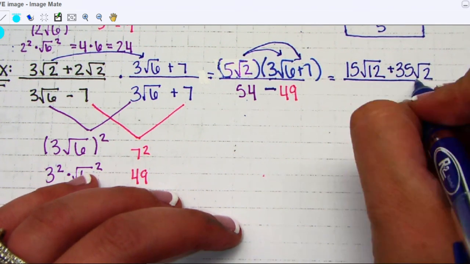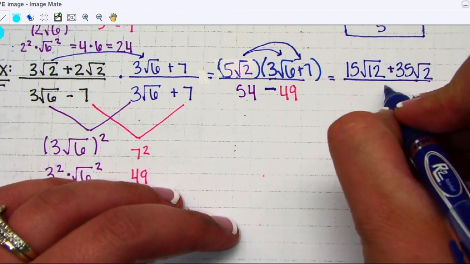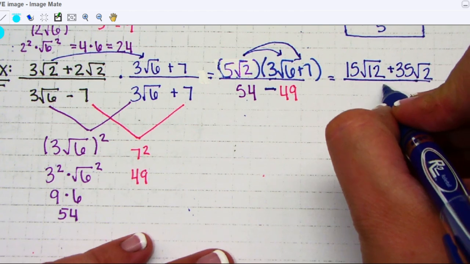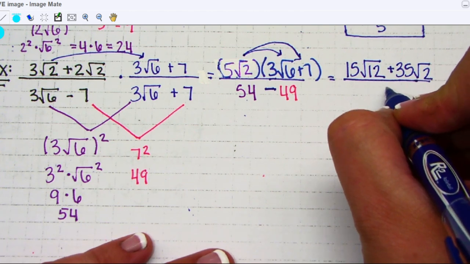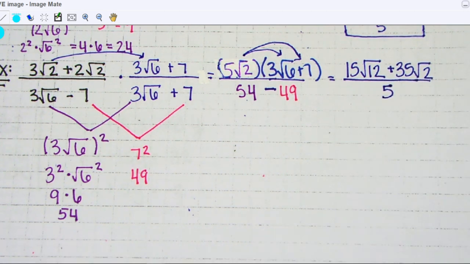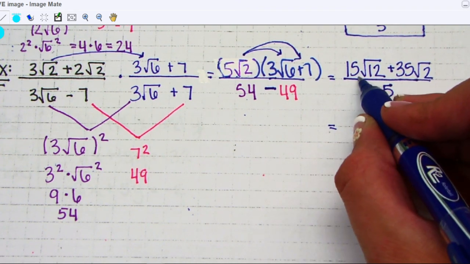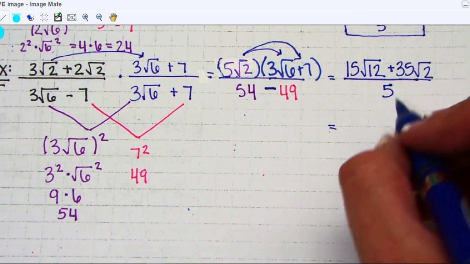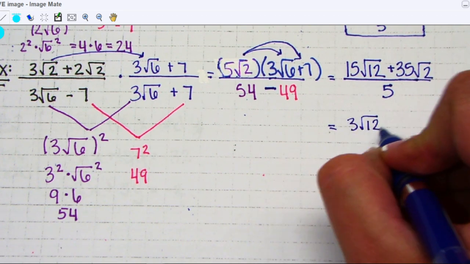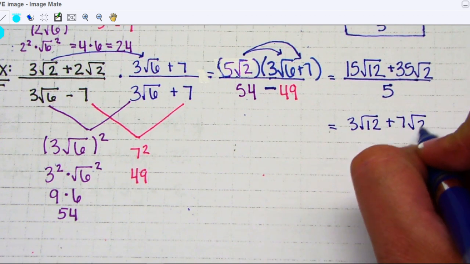Over, let's simplify the bottom. 54 minus 49 is 5. Mm-hmm. So then can you not say that 5 measure? You want to pull the 5 out? Yeah. Okay, let's do that. So if we pull a 5 out, 15 divided by 5 is 3 square root of 12 plus 7 square root of 2 over 1, but we don't need the 1.